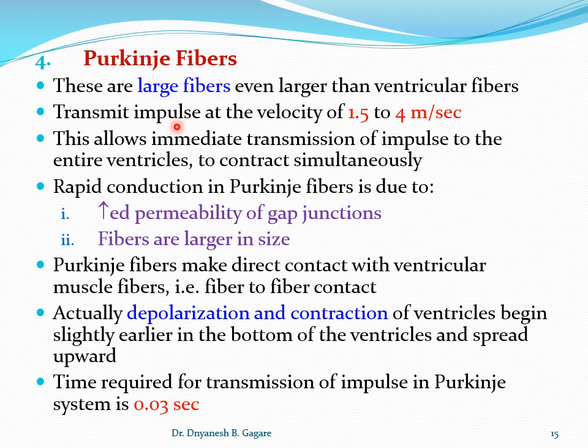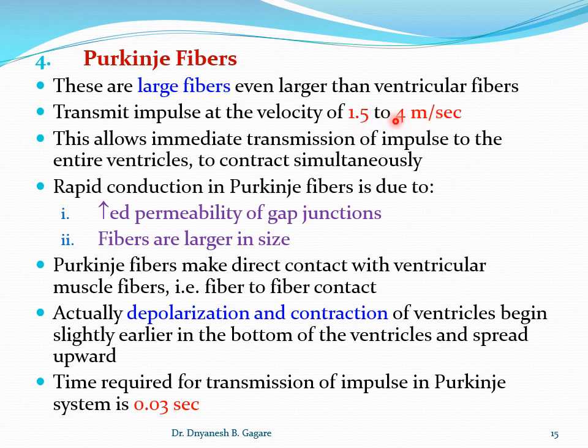What is the specialty of the Purkinje fibers? These fibers are large fibers. If we compare them to ventricular muscle fibers, the Purkinje fibers are large, meaning their diameter is more. This diameter helps to increase the velocity of impulse conduction in Purkinje fibers. It increases up to 1.5 to 4 meters per second.